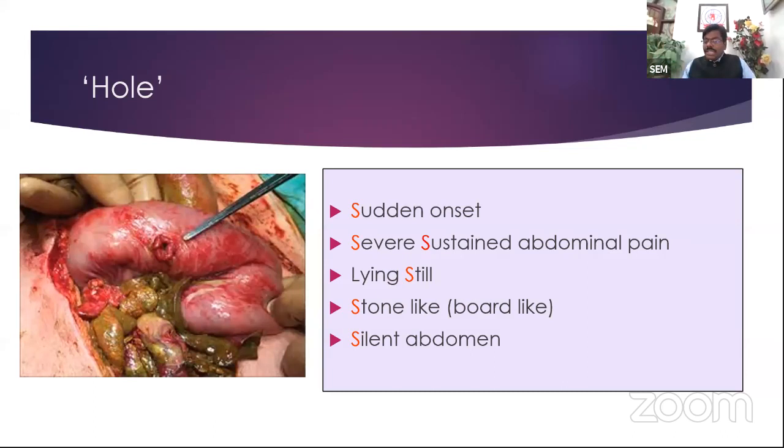Second, you just examine the patient's abdomen. It feels like a board, because our abdominal wall is normally yielding, or elastic. But when the muscle goes into spasm, voluntary contraction or involuntary contraction, at a later stage it becomes stone-like. That's why I made it board-like, or just a mnemonic, stone-like abdomen.